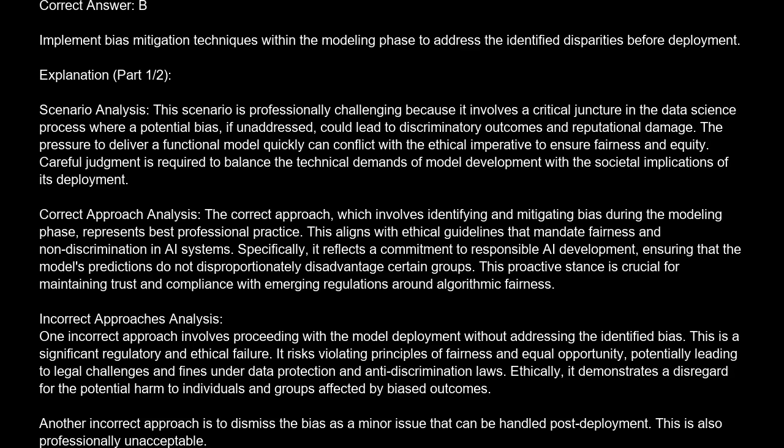Incorrect approaches analysis. One incorrect approach involves proceeding with the model deployment without addressing the identified bias. This is a significant regulatory and ethical failure. It risks violating principles of fairness and equal opportunity, potentially leading to legal challenges and fines under data protection and anti-discrimination laws. Ethically, it demonstrates a disregard for the potential harm to individuals and groups affected by biased outcomes.